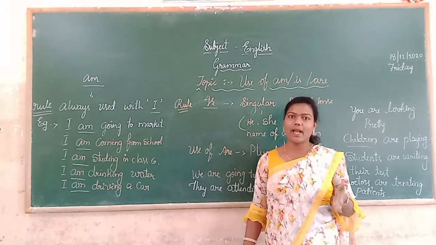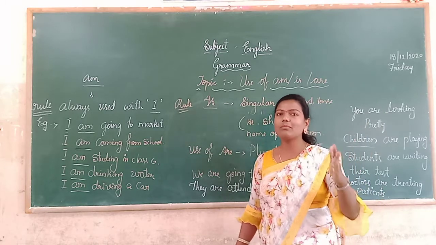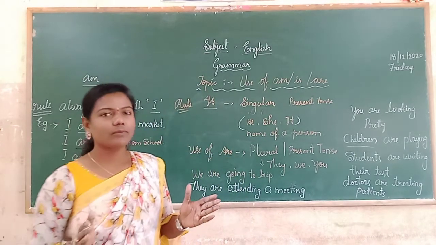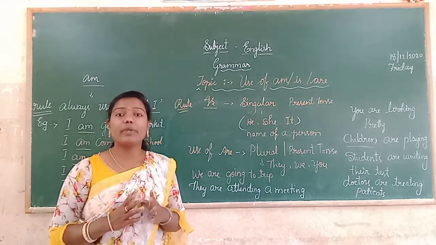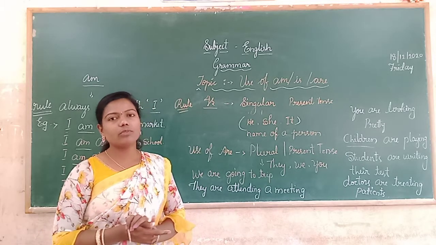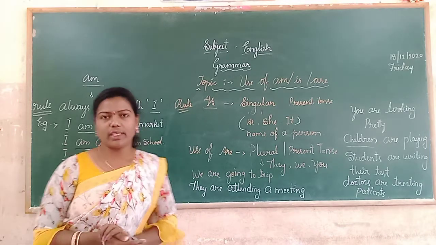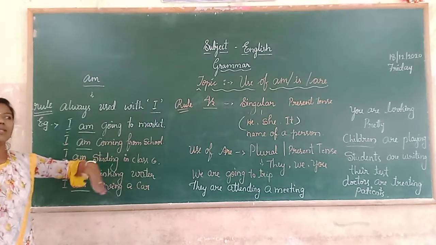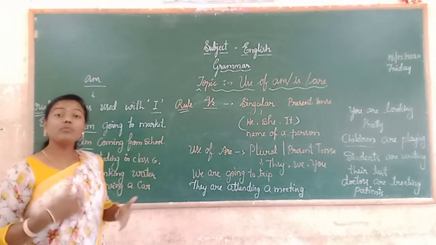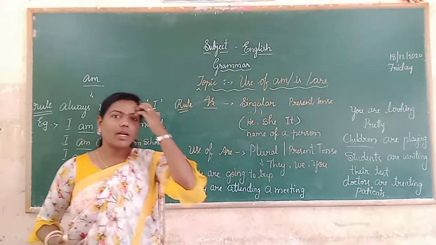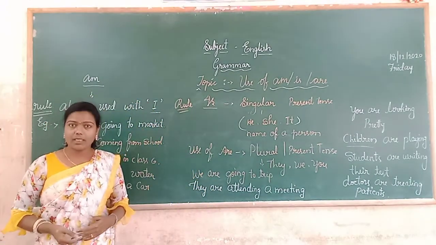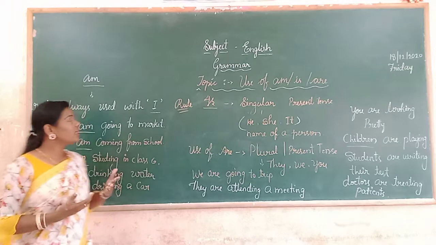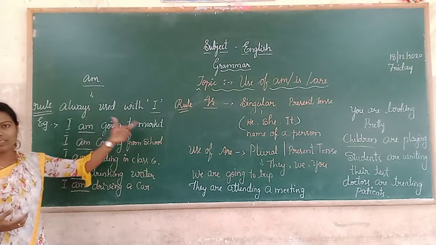How to use am, is, are? First point, am, is, are are called helping verbs or be forms. These helping verbs are used in present tense only. Am is always used with I. Example: I am reading, I am writing, I am jumping, I am climbing, I am going, I am coming, I am pushing, I am crying.